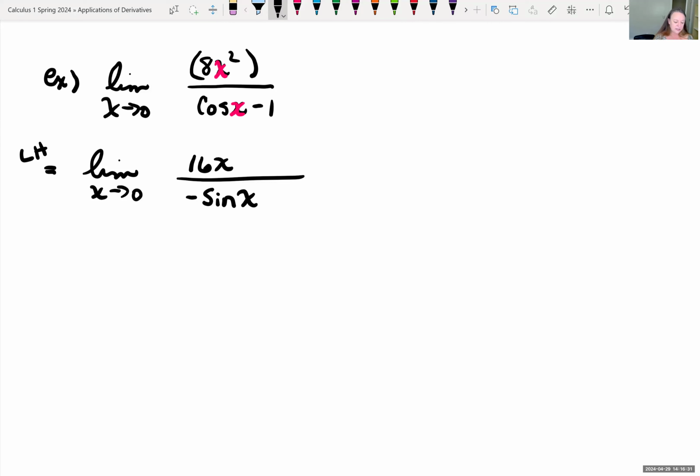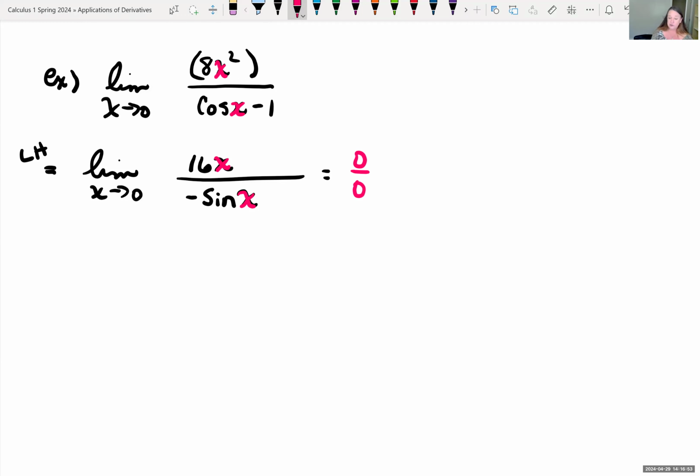Now if we look at this and plug in 0, guess what? We get 16 times 0, which is 0, all over negative sine of 0, and sine of 0 is 0. So we're getting that form again, 0 over 0.